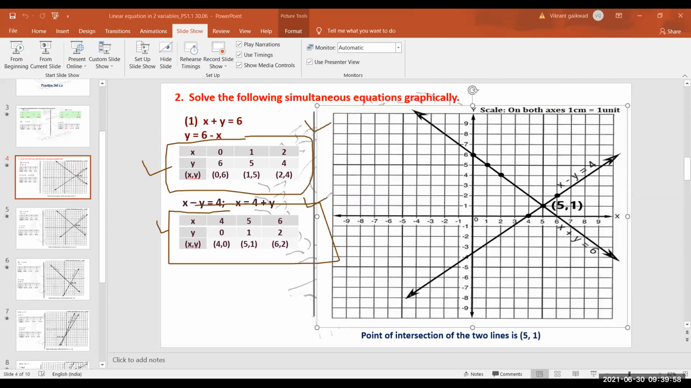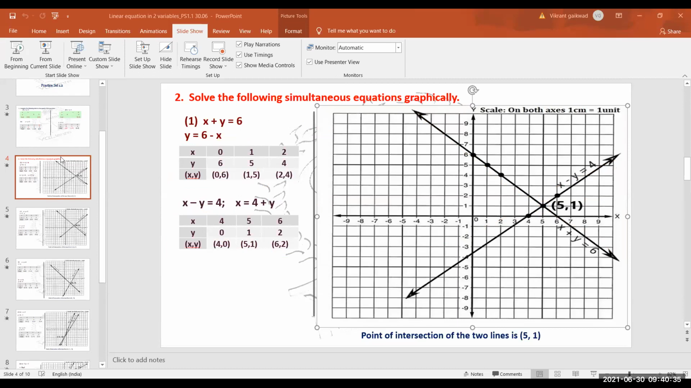You have to first make this table, and once you get this table right, you just plot these three sets of points: 1, 2, 3. The first three sets of points will pass through a straight line, and the next set of points will pass through another straight line. These two lines will intersect at some point. That point is your answer.